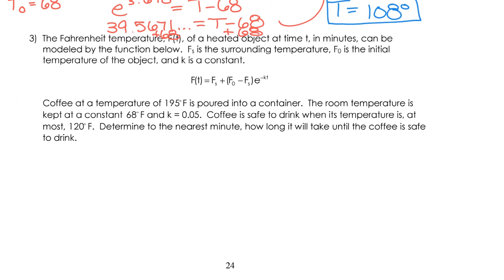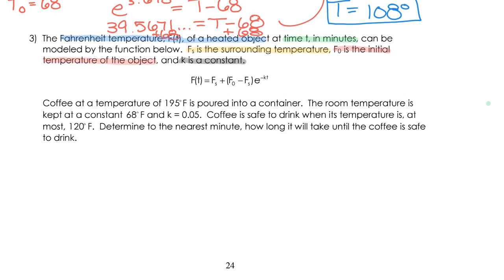In number 3, it says the Fahrenheit temperature F of T of a heated object at time T minutes. All right, let's get our highlighter out. So we have Fahrenheit temperature F of T of a heated object at time, oops, I want a different color, it's a different variable. Time T in minutes can be modeled by the function below. F sub S is the surrounding temperature, and F sub 0 is the initial temperature of the object, and then K is a constant.